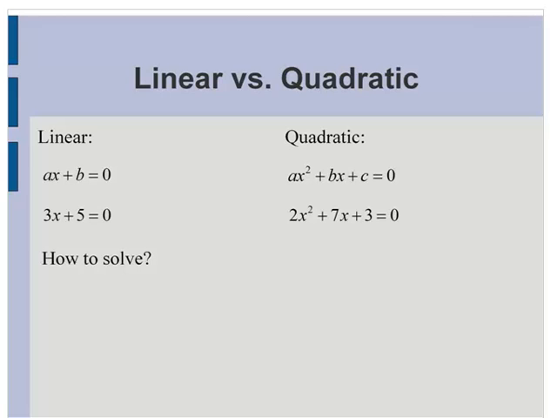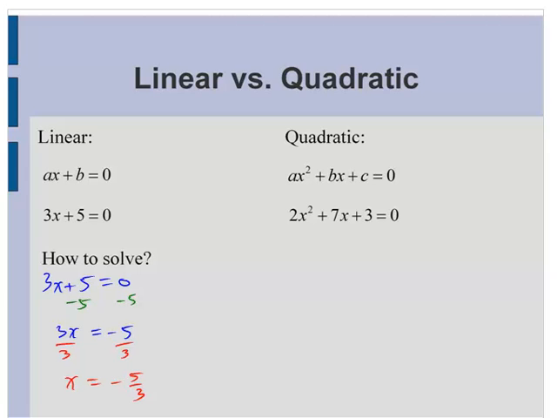In an earlier chapter, we discussed how to solve a linear equation. For example, linear is ax plus b equals 0, and so we had maybe 3x plus 5 equals 0. And we learned how to solve that. If we had 3x plus 5 equals 0, we learned that we could subtract 5 from both sides and divide both sides by 3, and x was negative 5/3.